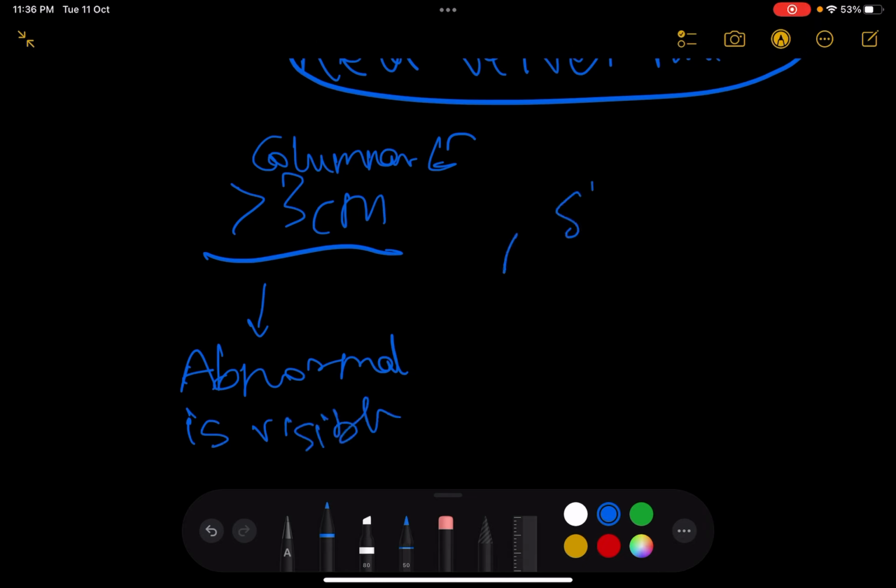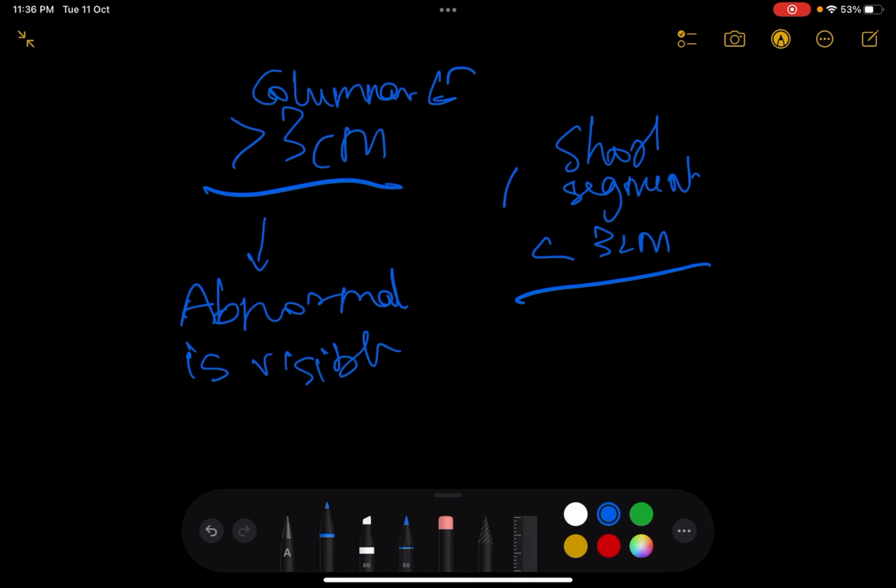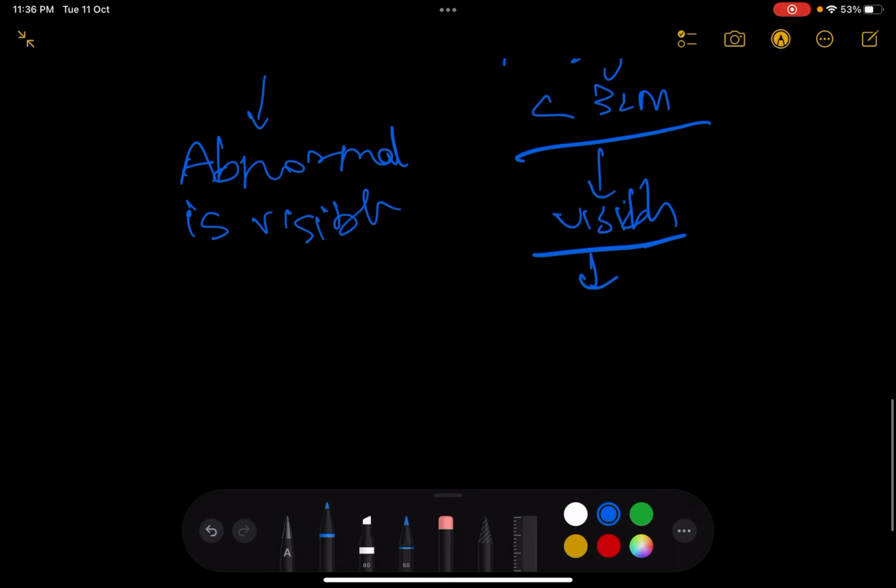But let's say there's a short segment, less than 3 centimeter. Now we have endoscopes that are very magnified, so it's still visible, and we take a section of the abnormal mucosa and do the biopsy very easily.